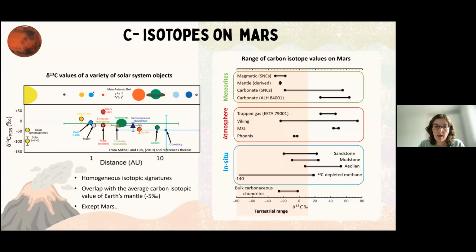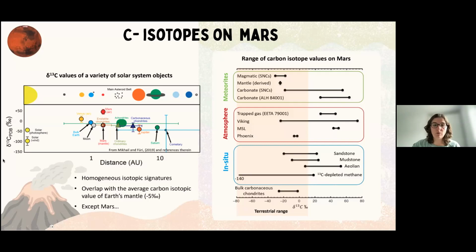So I have organized the Martian delta carbon 13 values. I divided them into meteorites, atmosphere, and in situ. The first observation is that the mantle value here is far below the Earth's value, that is -5, and here on Mars is -20 per mil. However, this value was derived from meteorites, so we don't know if a real measurement from the mantle would give a similar signature.